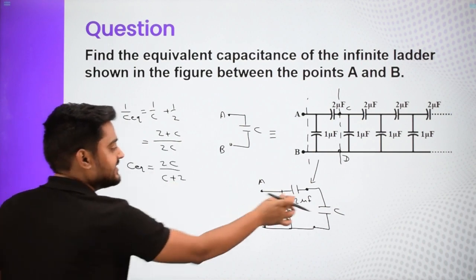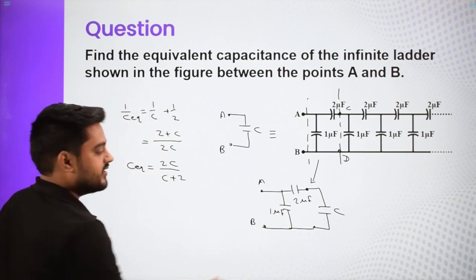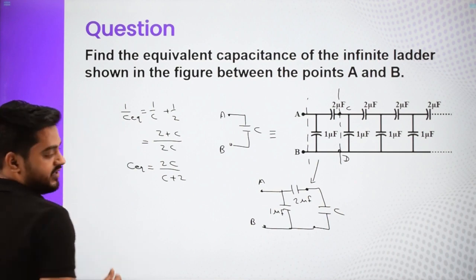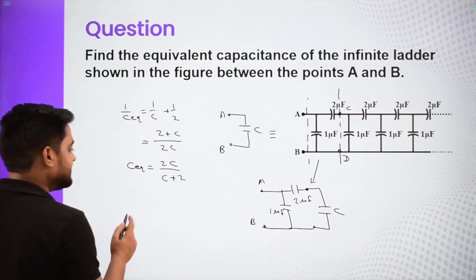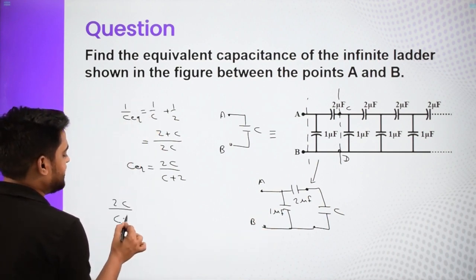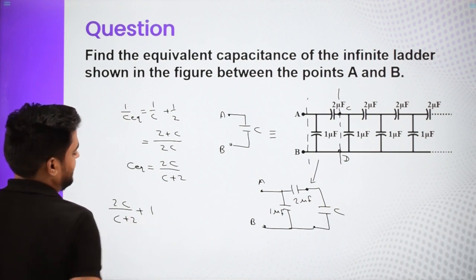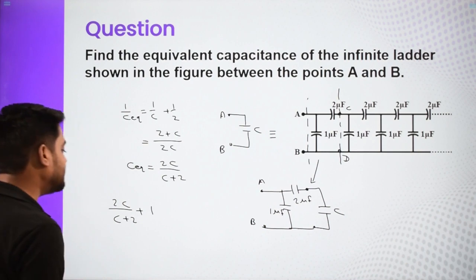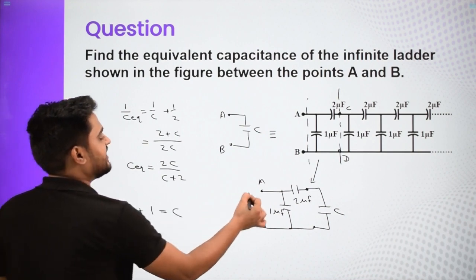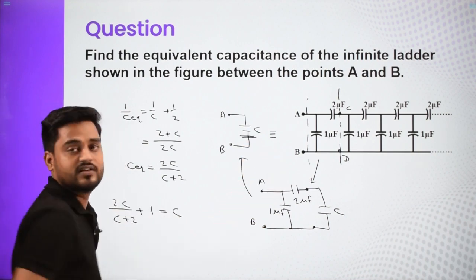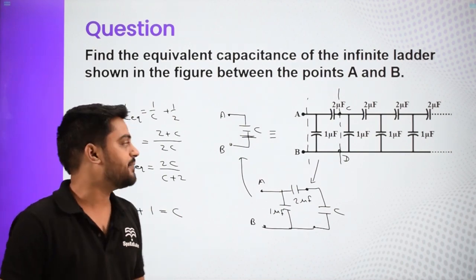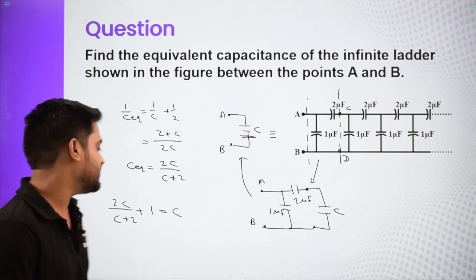Now, this entire C equivalent and this 1 microfarad are in parallel. So parallel, we can simply say that 2C upon C plus 2 plus 1 microfarad. This is the C equivalent of this entire circuit, and that should be equal to what? Just C. This entire thing is just equal to C. So now I can solve this equation for C, and that will be the equivalent capacitance of the infinite circuit. So let us solve it.